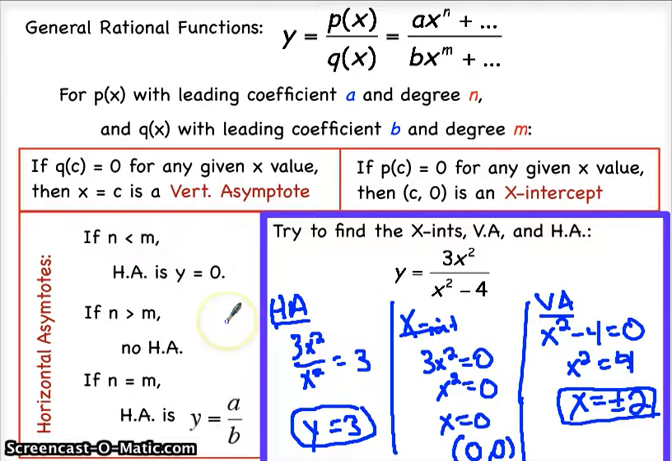And if the bottom degree is greater, the bottom degree will always win. It's kind of like a race. The bottom degree would win, and thus you'll always be going towards 0. Your function will always be getting smaller and smaller as you move way out to the right or way out to the left on a graph.